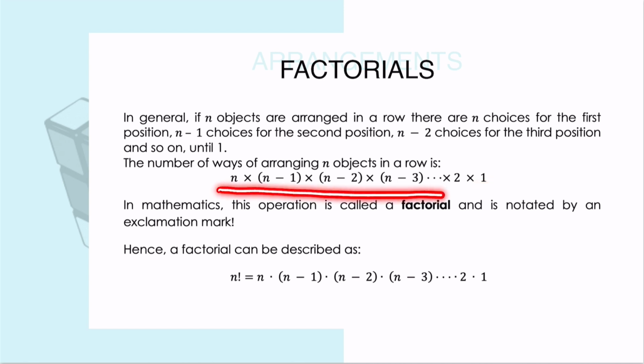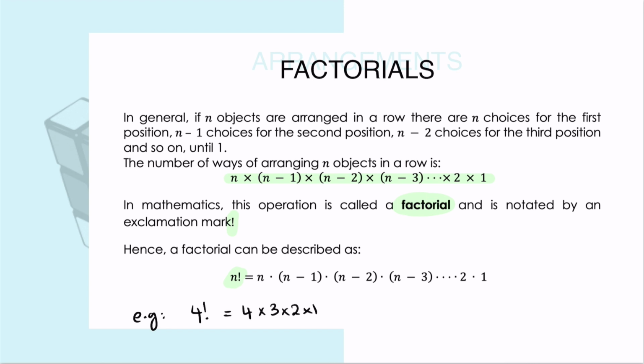So in general, this is what this formula will look like: n times n minus 1, n minus 2, and so on, all the way till we hit 1. This particular operation is what we call a factorial, and we denote it using an exclamation mark. So if we have n factorial, then it's equal to n times n minus 1, and so on. So for example, if I had 4 factorial, then that would be 4 times 3 times 2 times 1.